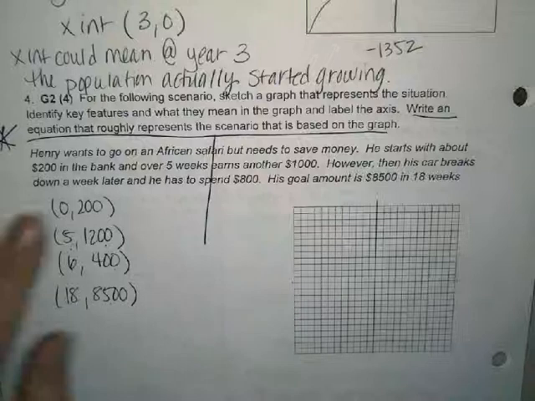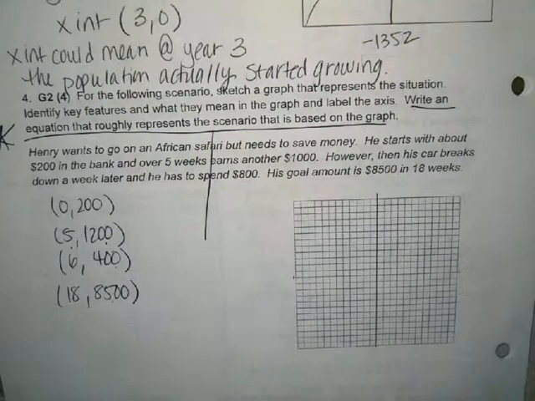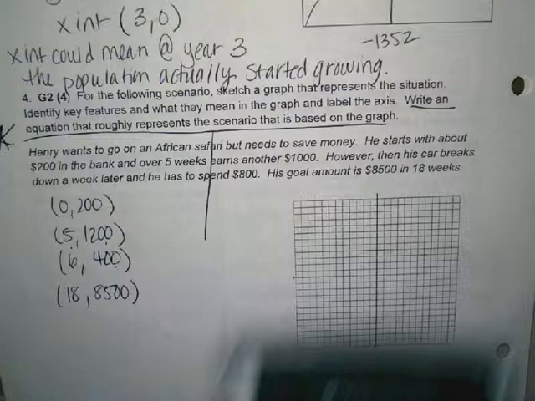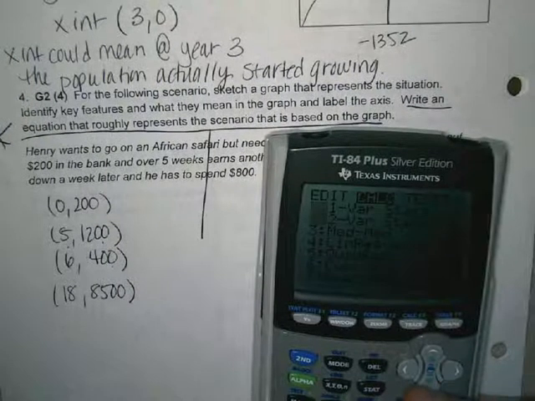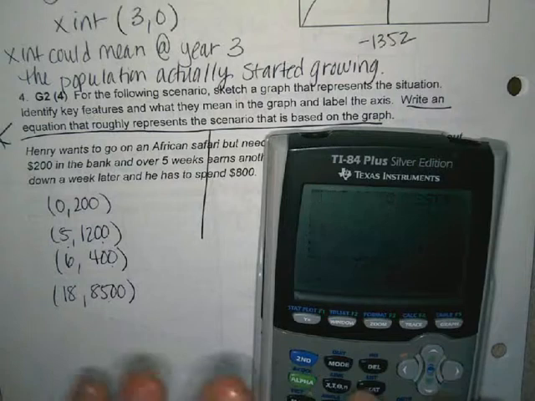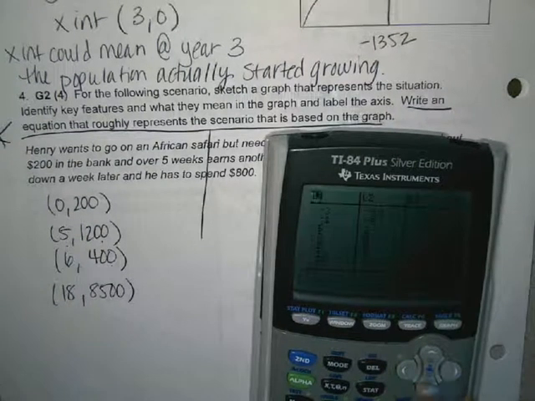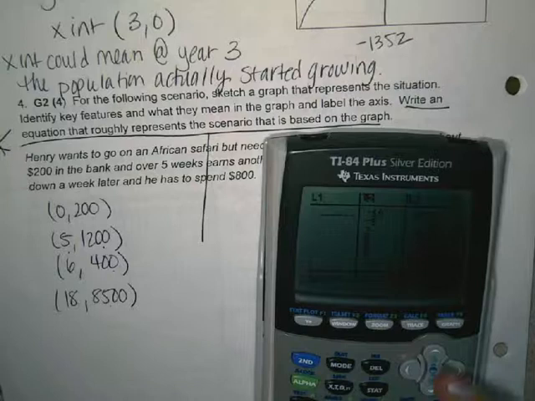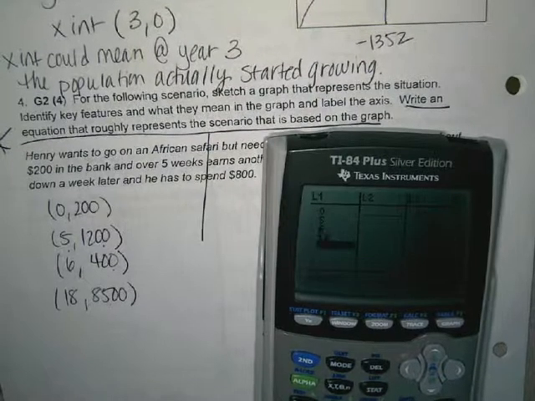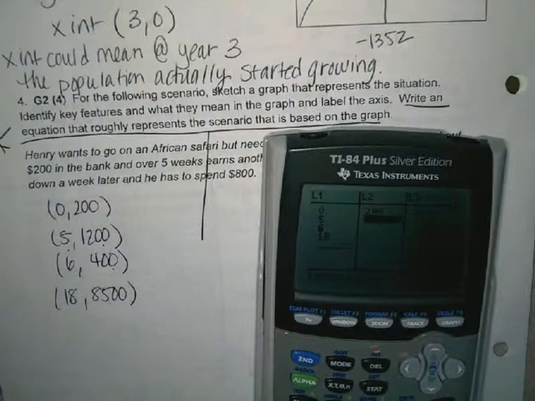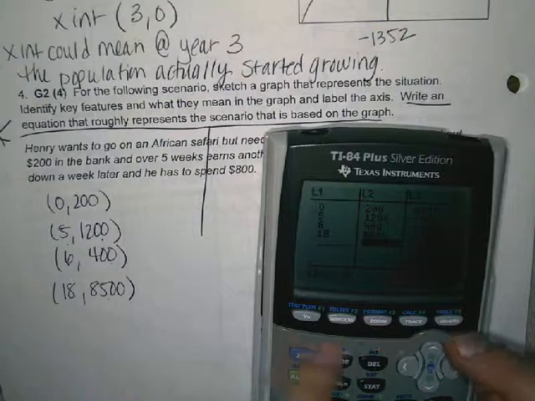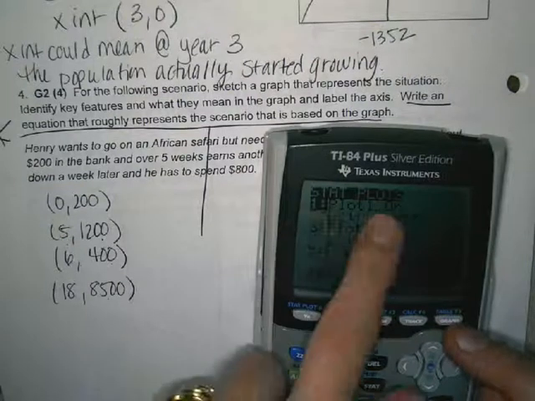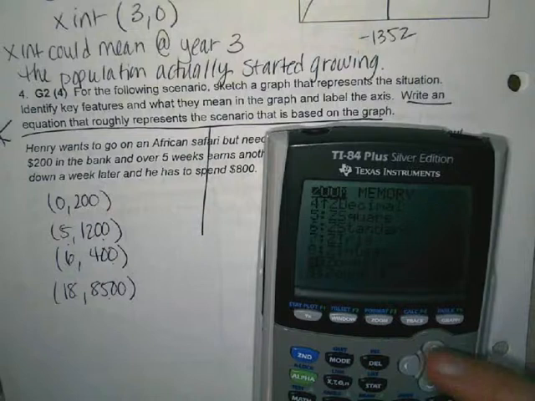So when you plot these points, and this one I was actually going to walk through with you, you would go to your stat, if you choose to do it this way. Clear. I'm going to put in 0, 5, 6, and 18, and then 200, 1,200, 400, and 8,500. I've already turned on my stat plot, so I'm going to go to zoom, stat.